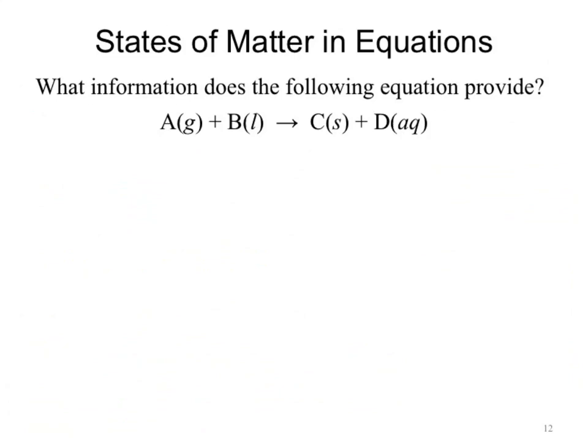What did the AQ mean? Aqueous. So we've got some information about D. D is dissolved in water. What other information do we see in here? What does the S mean? In this reaction, C is a solid. L is liquid. Anything else? G is gas.